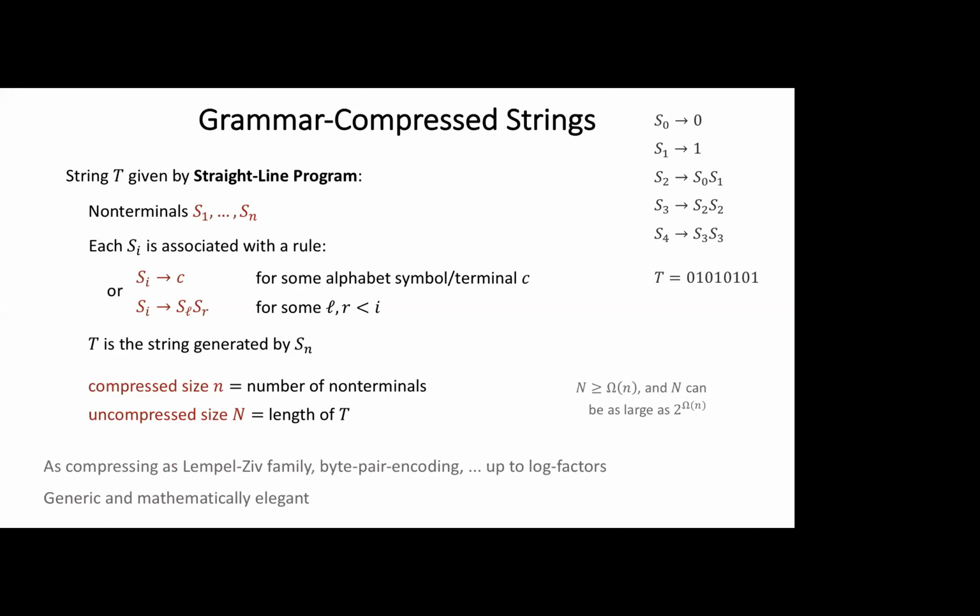Now, this is a compression scheme or a compression format that is as compressing as the Lempel-Ziv family and byte pair encoding and a couple of other compression formats, at least up to log factors. Now I basically don't know much about these things. You will know much more about this than me. For me, the important part is that it's a generic framework of compressed strings, and it's mathematically elegant in the sense that it avoids all the technical details that you get from an actual compression format like Lempel-Ziv.